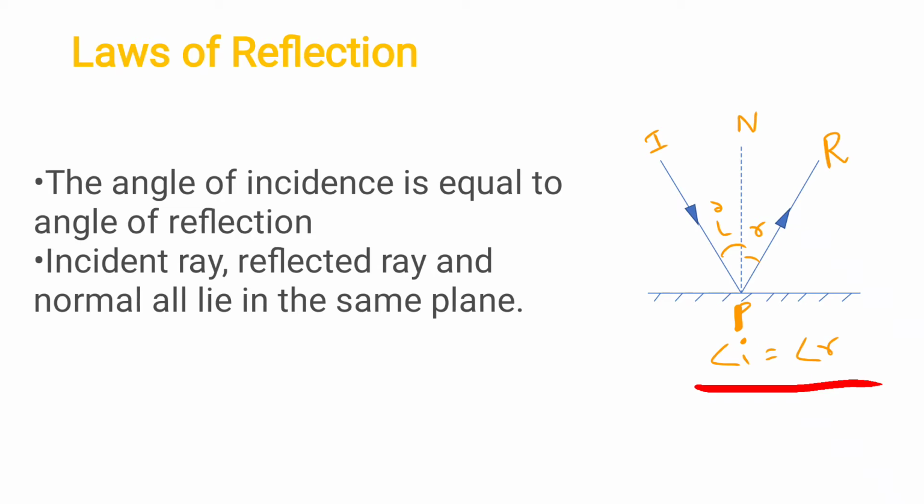Then the second point states that the incident ray, the reflected ray and the normal all lie in the same plane. As we can see here at point P, they all lie in the same plane. So the light that is coming in this direction is reflecting back in this direction.